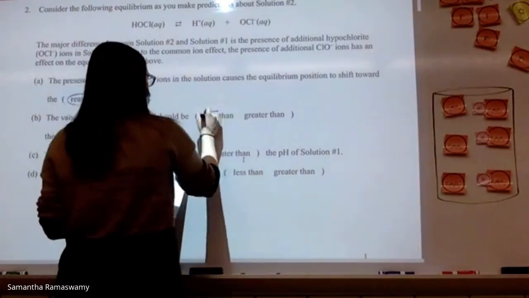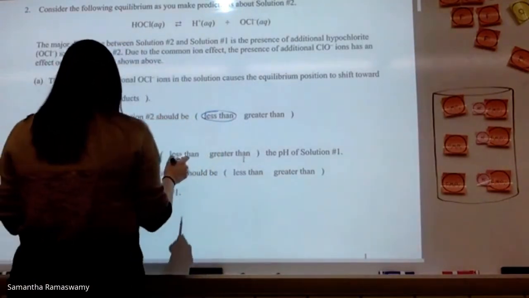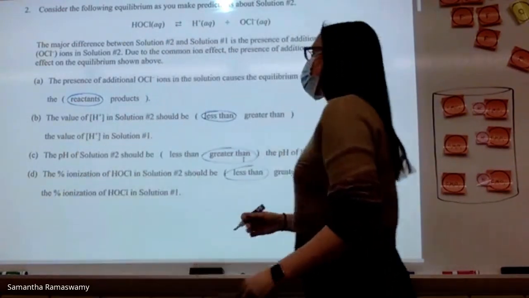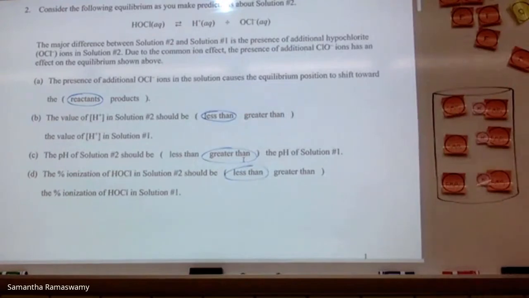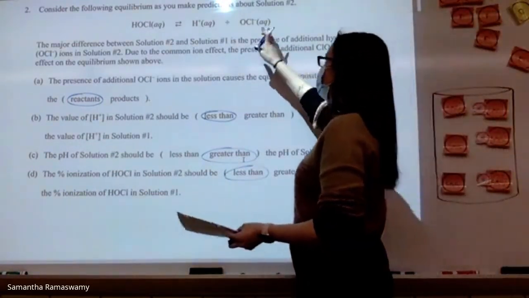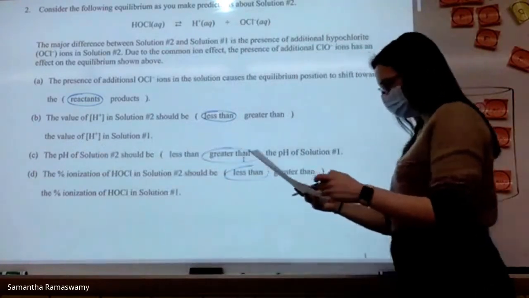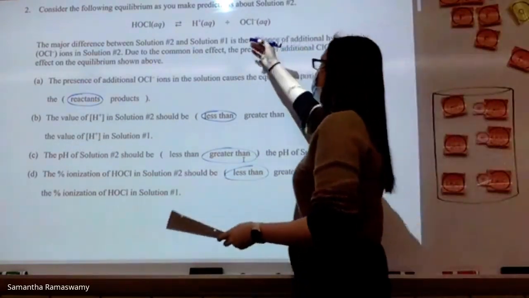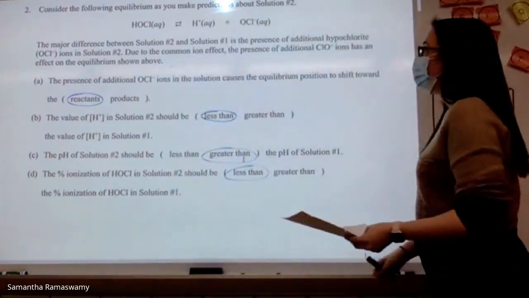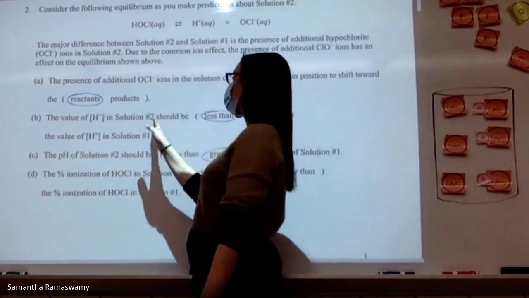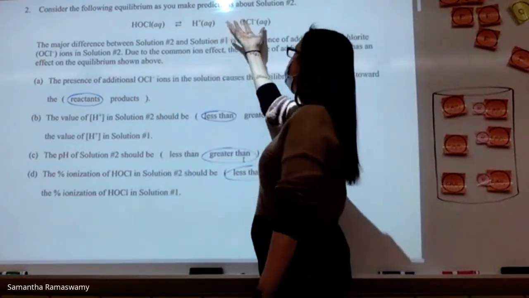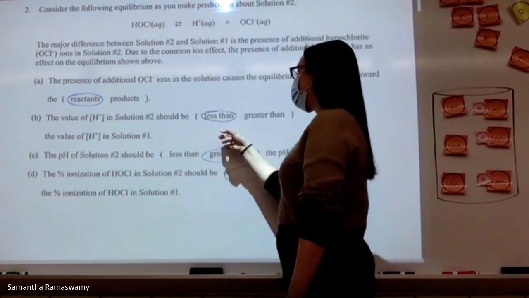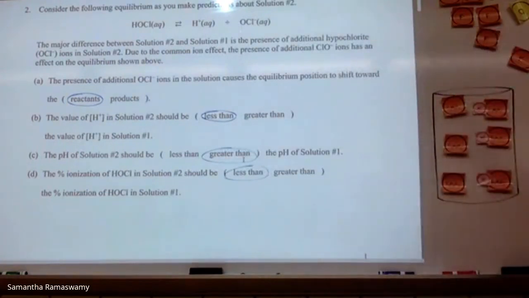So we talked about part A. Adding extra OCl- ions causes the reaction to shift to the left. So we think about Le Chatelier's principle. Adding an ion causes a shift toward the reactants. As the reaction shifts toward the reactants, that means that not only is the OCl- being used up, but so is the H+. So the value of H+ is going to be less than solution 1. If you have less H+, if it's less acidic, it's more basic, so the pH is going to go up.